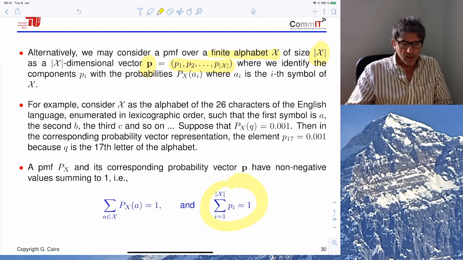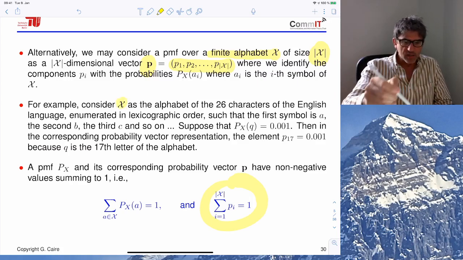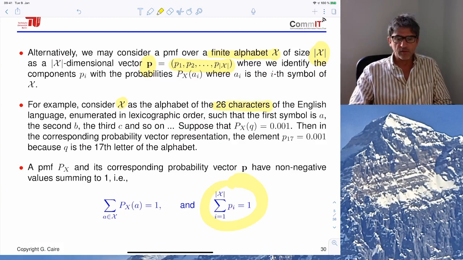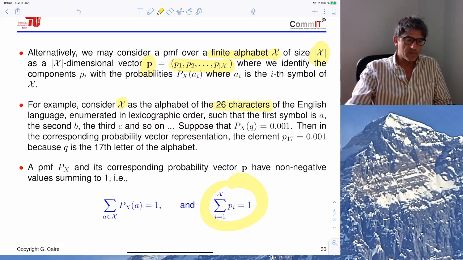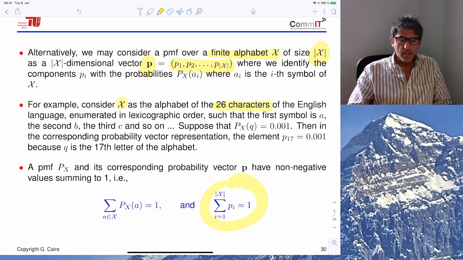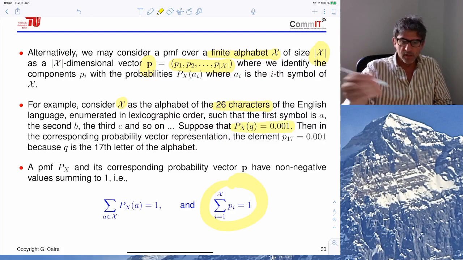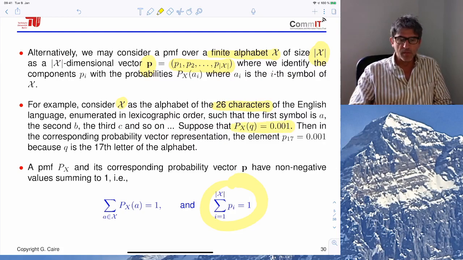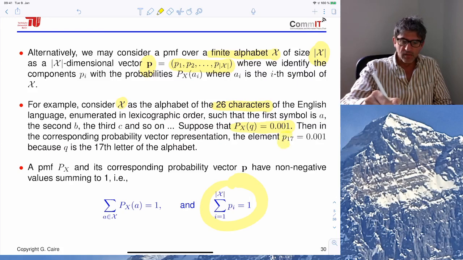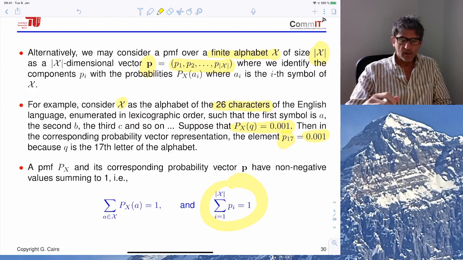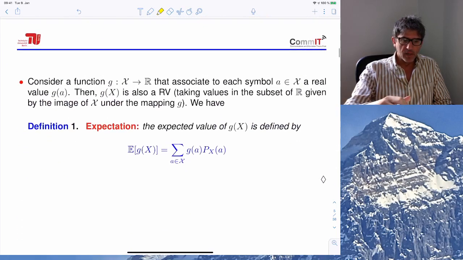So to make a silly example, take X as the set of 26 characters of the English language, enumerated in lexicographic order. So the first symbol is A, the second symbol is B, the third symbol is C, and so on. Then suppose that P sub X of Q is 0.001. It means that with this probability, a random variable X that takes values in this alphabet generates the letter Q. Okay? And Q is the 17th letter of the alphabet, so P sub 17, so the 17th element of the corresponding probability vector is equal to 0.001. Okay? So I hope that this example clarified the notation.